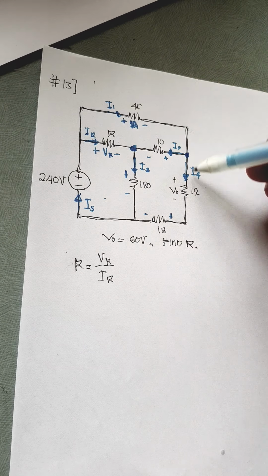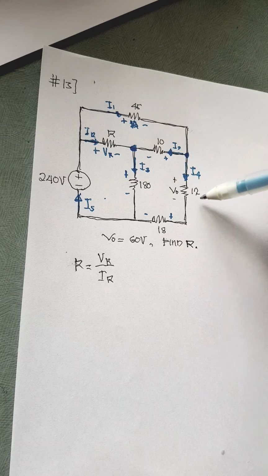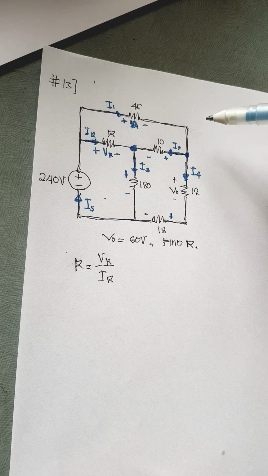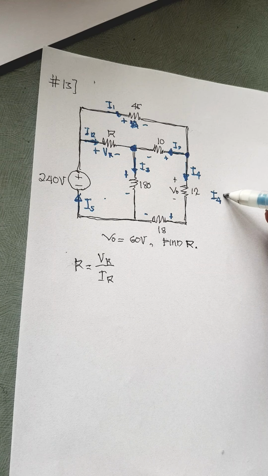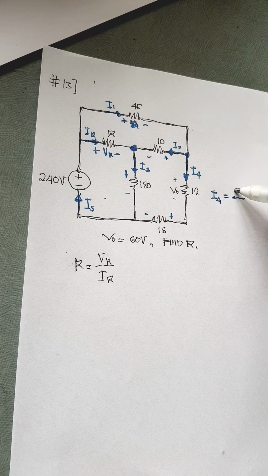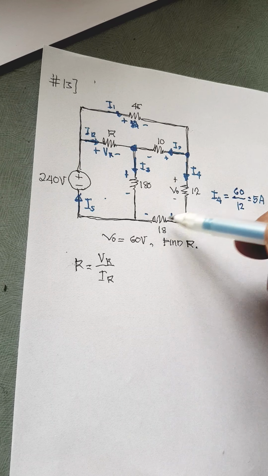So let us just use the outer loop. In the outer loop, we have voltage here. We don't have voltage here, but we have definitely voltage here. Why? Because I4 can already be solved. So let us get I4. I4 equals voltage divided by resistance. What is its voltage? VO, which is already given as 60. So 60 divided by 12, therefore I4 is 5 amperes. So we already have the value of I4. Therefore we can compute the voltages of both these resistances.